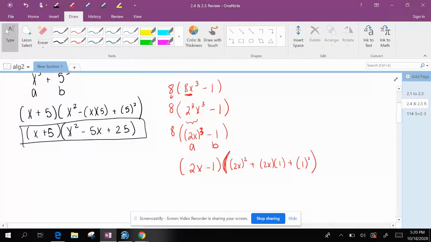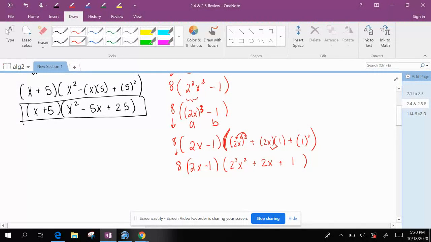And then I reduce what's in the parentheses. So 2x minus 1 stays the same. Don't forget about this 8 who comes along for the ride. And now 2x squared, use that power rule. It goes to both. So now I have 2 squared x squared plus reduce this to be 2x. And 1 squared is just 1. Take it a step further and reduce what 2 squared is. That's a 4.